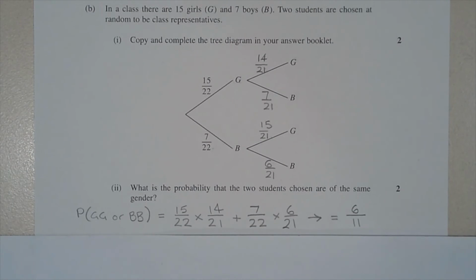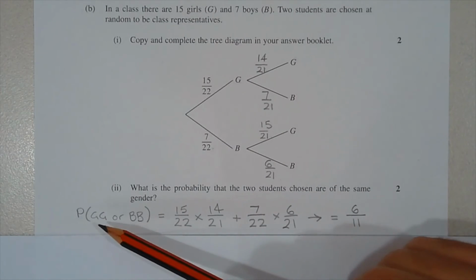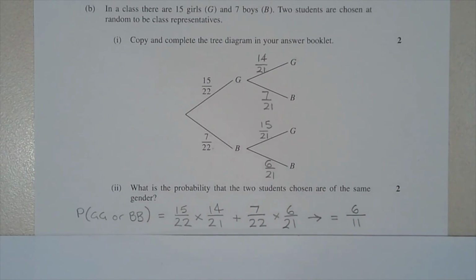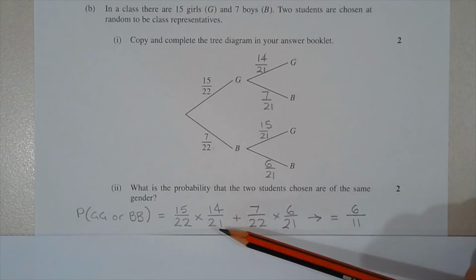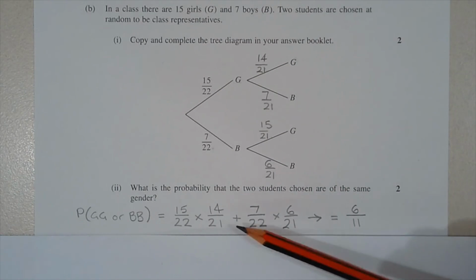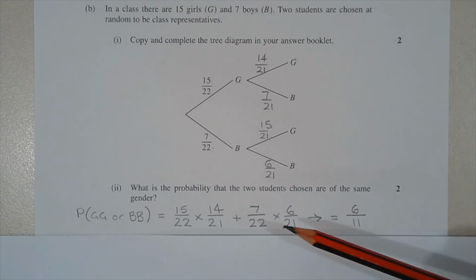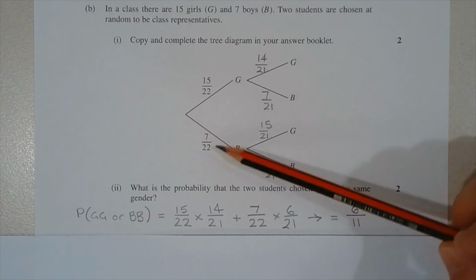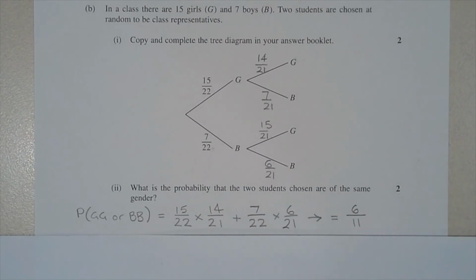And here is the calculation. So probability of 2 girls chosen or 2 boys chosen is equal to 15 out of 22 multiplied by 14 out of 21. So that's these 2 probabilities there, plus 7 over 22 multiplied by 6 over 21. So this probability times this probability there. Add those together and that equals 6 out of 11.